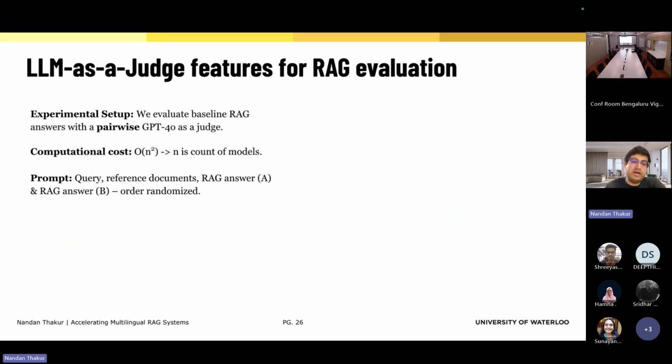On the other hand, for the LLM-as-a-judge feature, we evaluated on a pairwise setup with GPT-4o. The computational cost for this is O(n²) if you do it exhaustively, because you would compare each pairwise combination of n, where n is the count of models which you are evaluating.